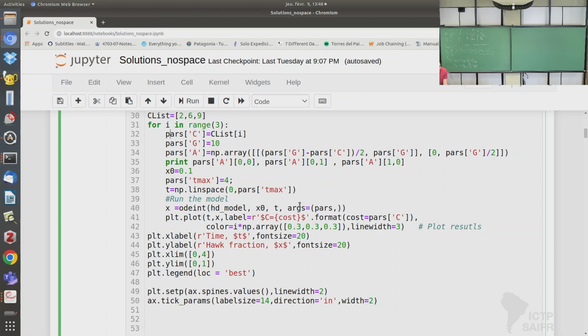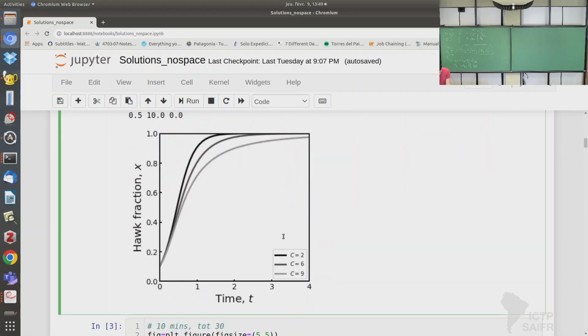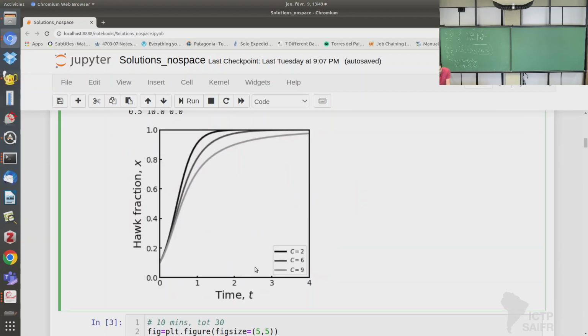In my case, I decided to pass parameters as a dictionary, so I would do something like this. In the snippet, it's passing it as a tuple. You can choose whatever you prefer, whether you want to encapsulate everything in a dictionary or have a tuple with the different parameters. Then you integrate it and you plot it, and you should get something like this.